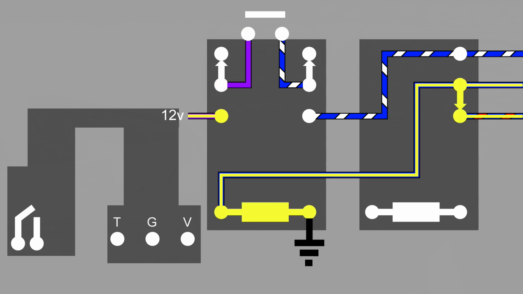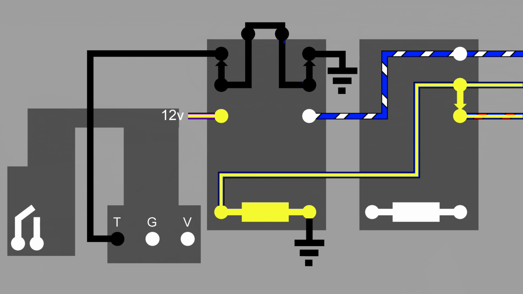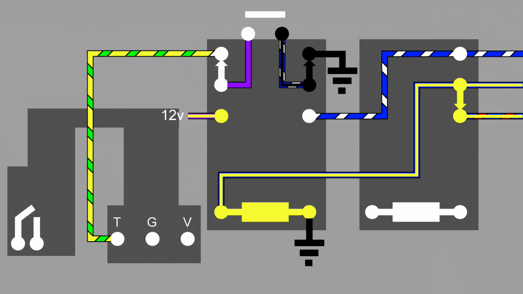So now we can use the button to ground the trigger pin. We put an earth on here, and we run a wire from here to the trigger pin. Now, when the headlights are on and we press the button, the trigger pin is earthed. Of course, nothing's going to get triggered yet.